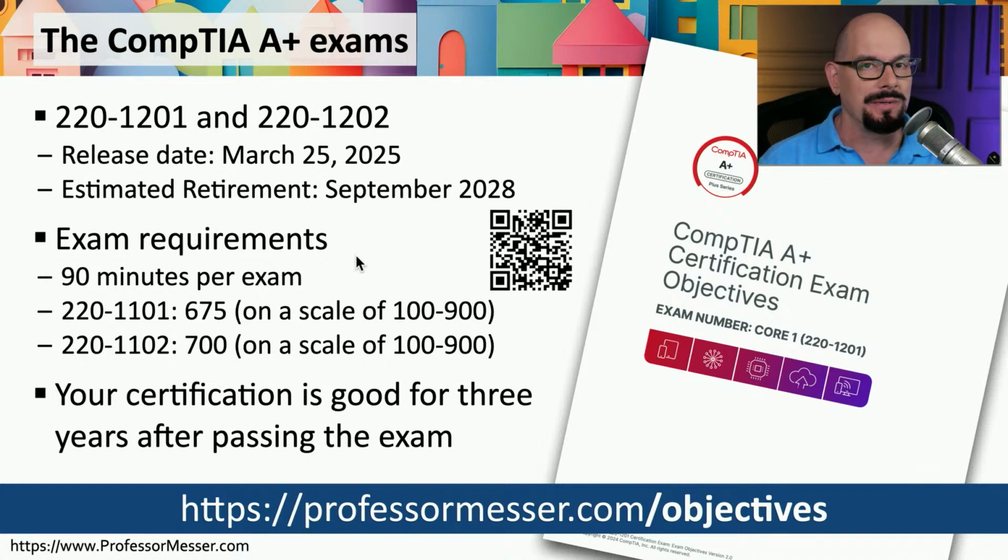Exactly the same requirements for this version of the exam as the last. Really not much change there. Still 90 minutes per exam. You still need to make a 675 on the Core 1. You still need to make a 700 on the Core 2. And regardless of which pair of these exams you take and pass, the moment you pass that second exam, your certification is good for 3 years.